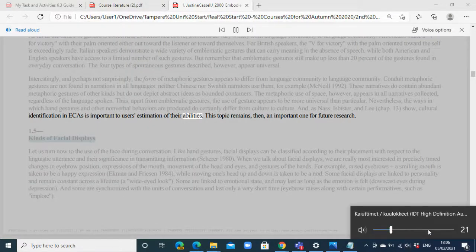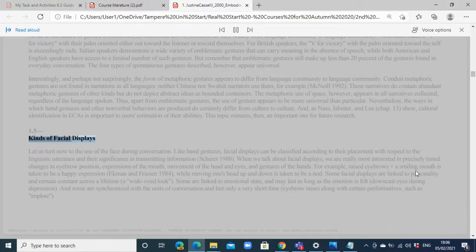Abilities. This topic remains, then, an important one for future research. 1.5 Kinds of facial displays. Let us turn now to the use of the face during conversation.